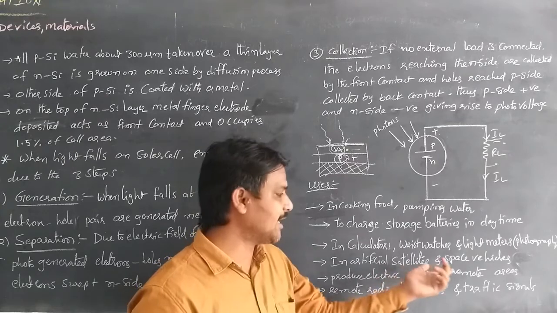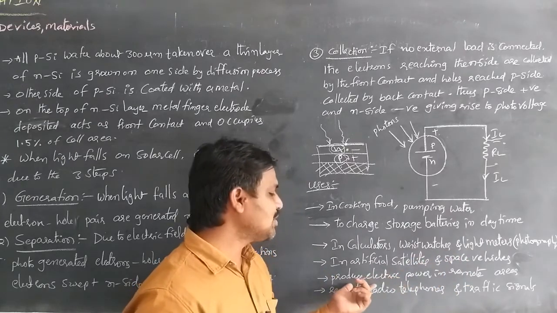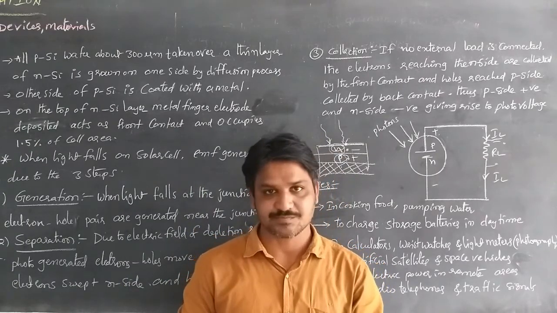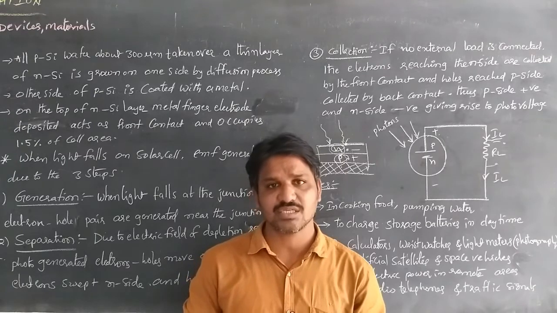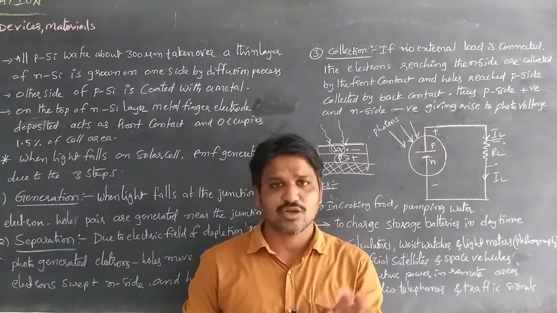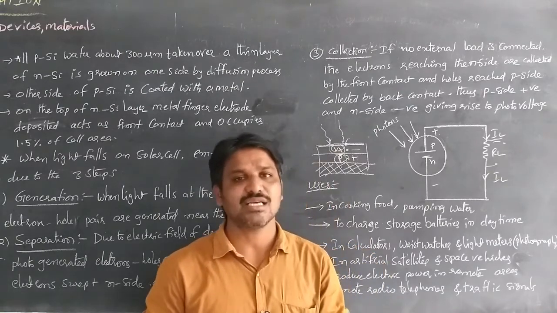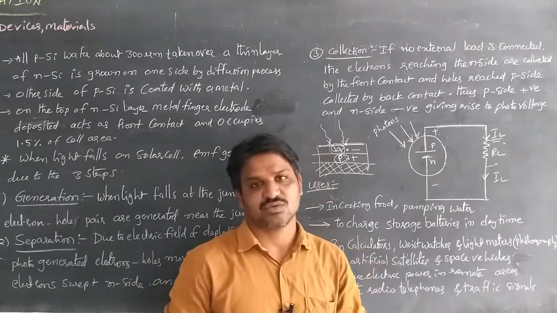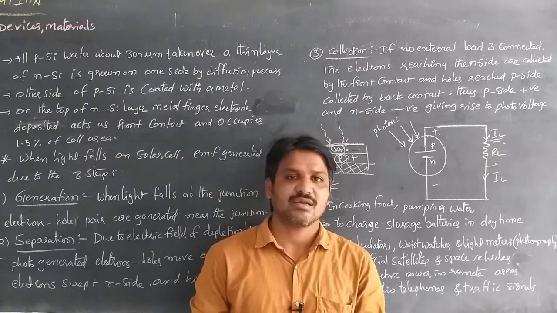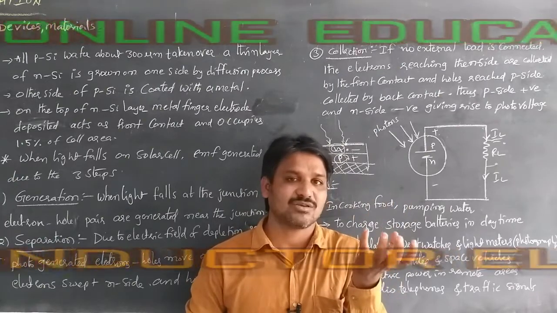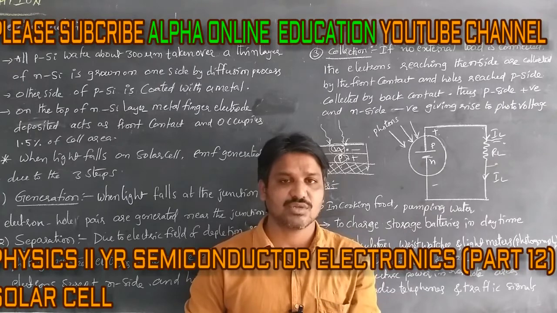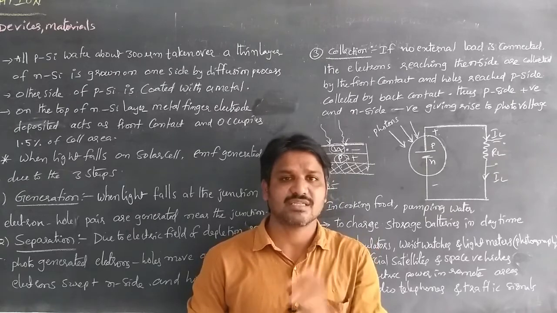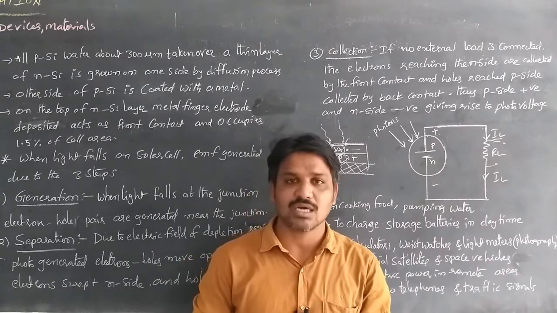They can also produce electric power in remote villages, where we cannot supply electricity through lines. Solar cells are also used for remote radio telephones and traffic signals. In the daytime, light falls on the solar plates and is stored in the storage batteries, and at night, when power is lost, it can be used for the traffic signals. This is about a solar cell.